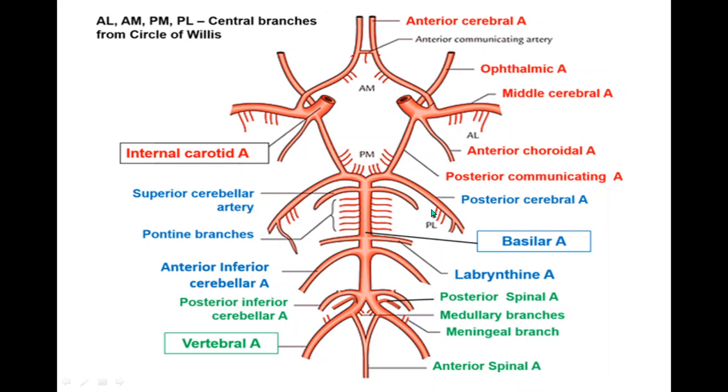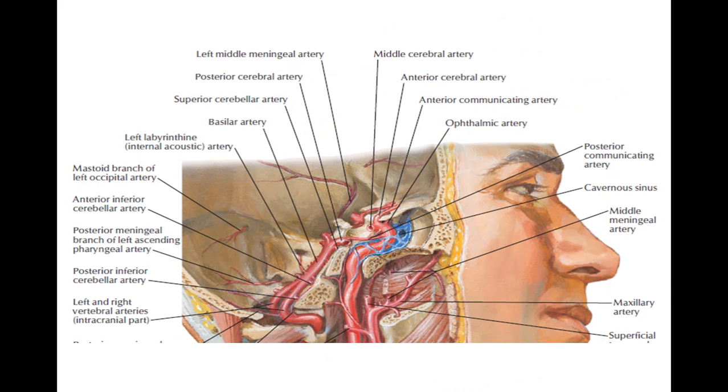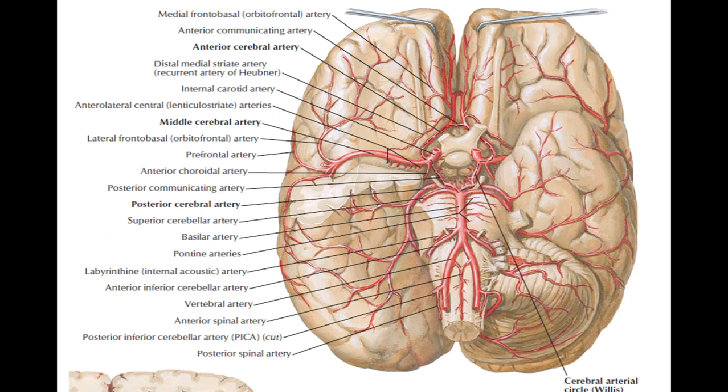So in brief, from these vessels which are forming the circle of Willis, you have three types of branches coming. Very important. Three types of branches. Number one is the cortical branches. I will show you a picture.